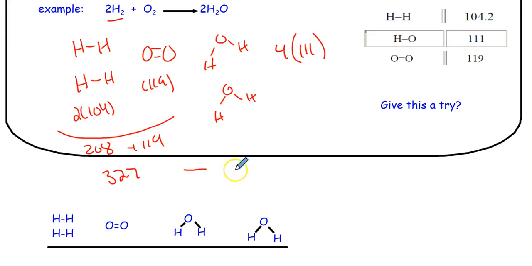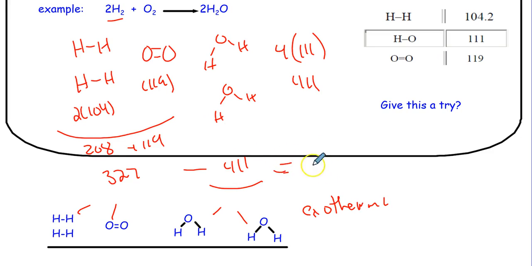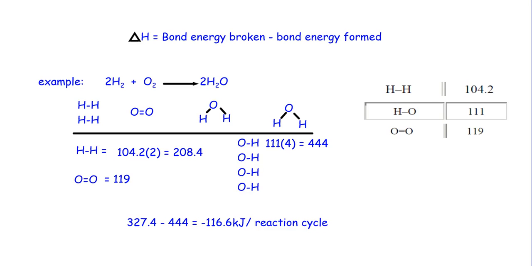And then I have to get back negative, which means energy is being released, 411. That's this guy. So I have more energy being released when I form these bonds than when I break these bonds. So this is going to be exothermic. And therefore, do the subtraction and you get your answer. I'm assuming you can do that subtraction. And the answer is right here. There's all the work we did.